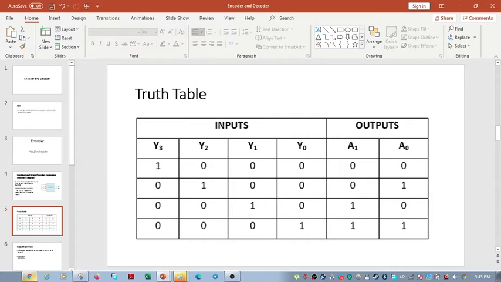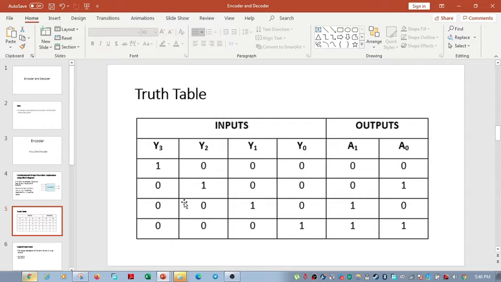Looking into the truth table of the encoder, y3, y2, y1 and y0 are input lines and a1 and a0 are output lines. When y3 is 1 and the rest are 0, we get 0, 0 as output. When y2 is 1 and the rest are 0, we get 0, 1 in the output.